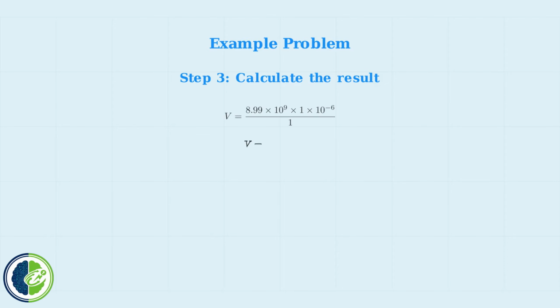Therefore, the electric potential at a distance of 1 meter from a positive 1 microcoulomb charge is 8,990 volts. This positive value confirms that we're dealing with a positive charge, as expected from our sign convention.